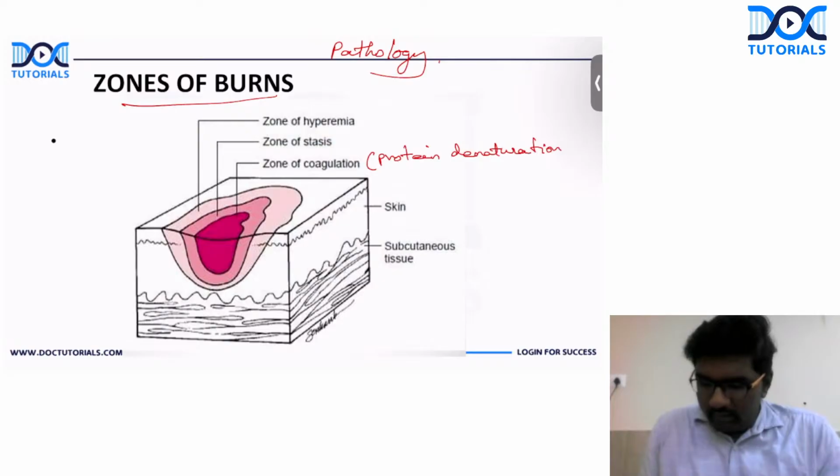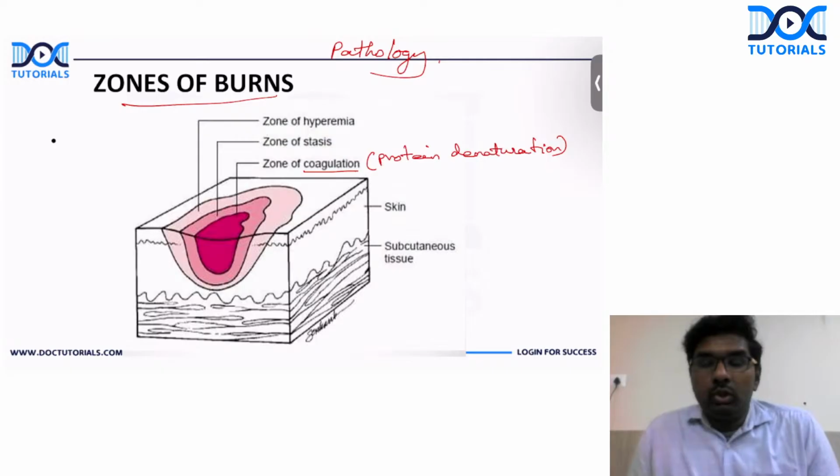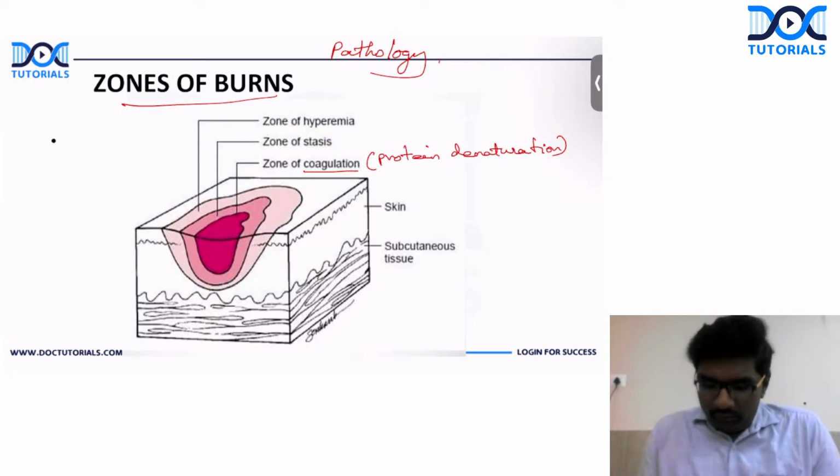And this lies in the center, and this region is called the zone of coagulation. This zone of coagulation is followed by the zone of stasis, and this zone of stasis is followed by the zone of hyperemia. That will be redness over here. In a Lund-Browder chart, this zone of hyperemia will not be considered for measuring the total body surface area involved.